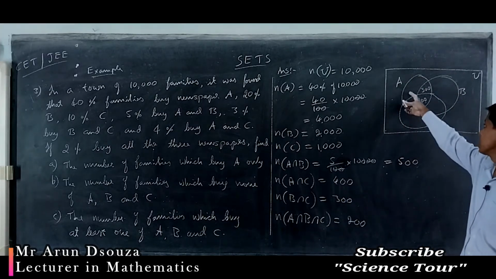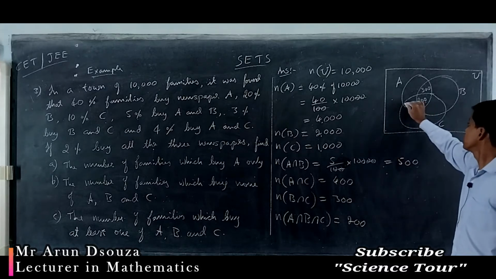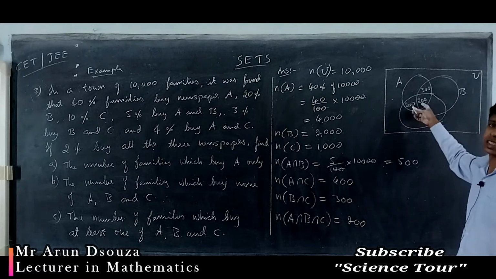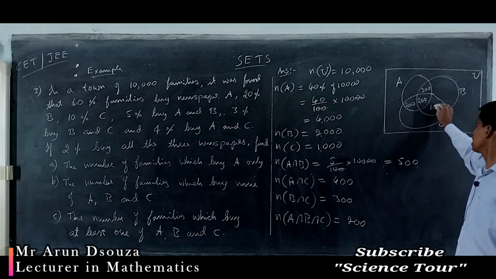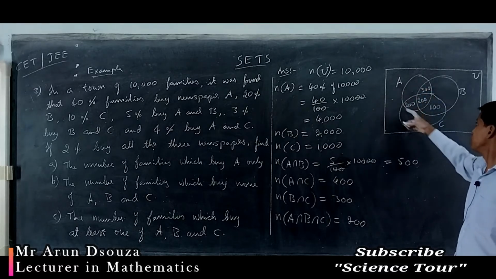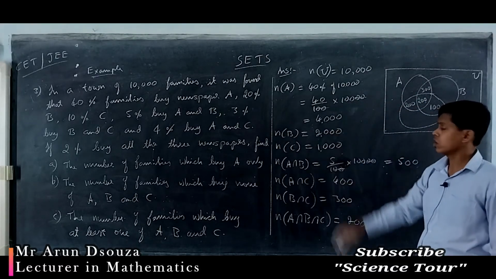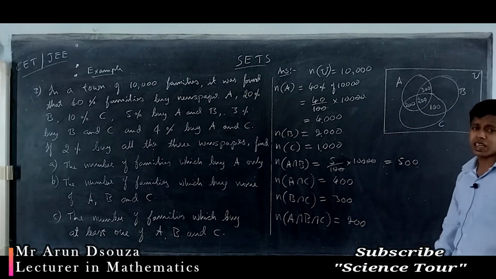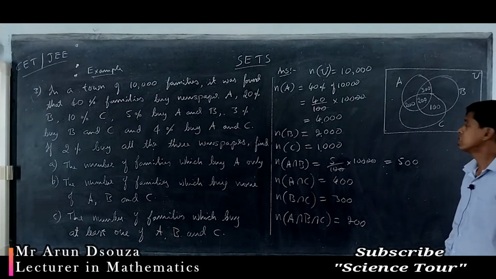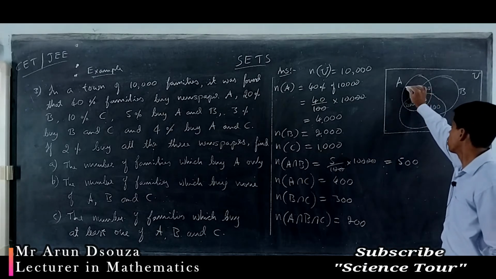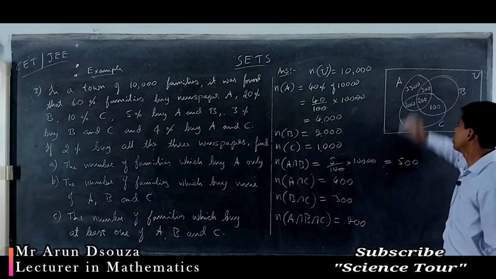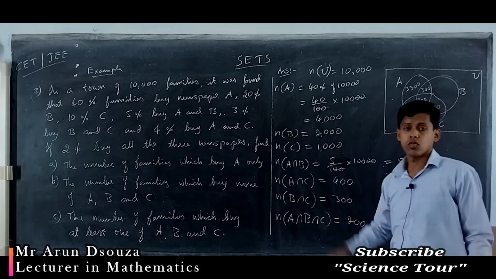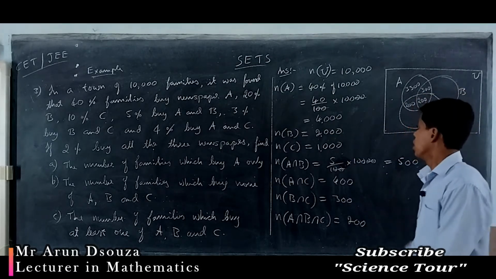Well, next, what about A and C? A and C has 400, so this will have 200, and B and C has 300. 200 is written here already, so what is remaining? 100. Well, now what is n of A? N of A is 4,000. Out of 4,000, 700 is written already, correct? 700 is written already out of 4,000. So therefore what is remaining is 3,300, because 700 is here. 700 plus 3,300 is 4,000.